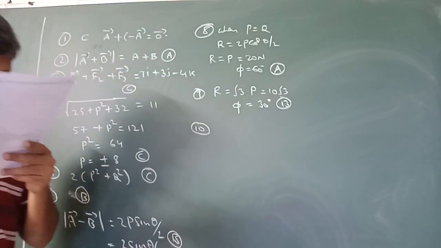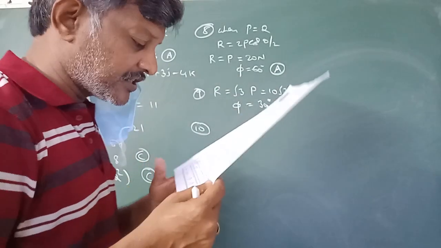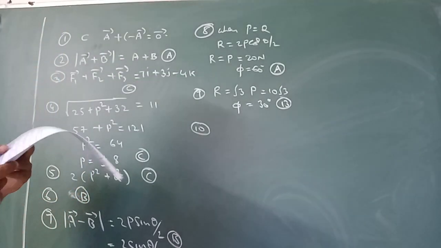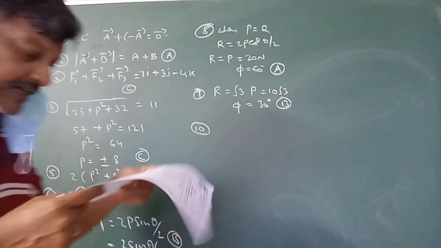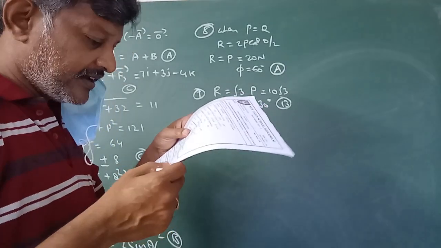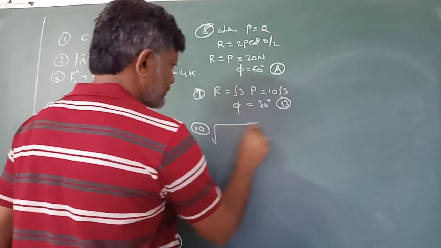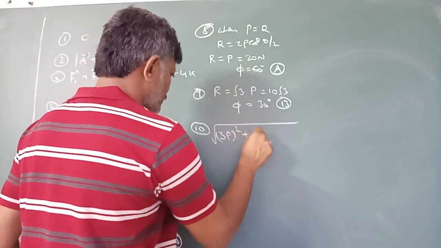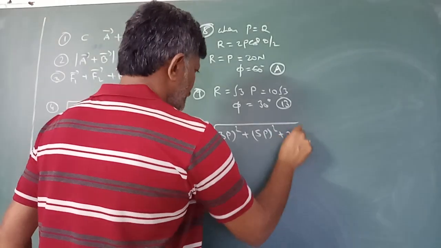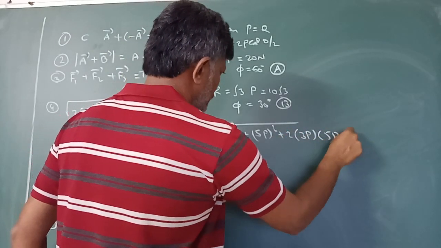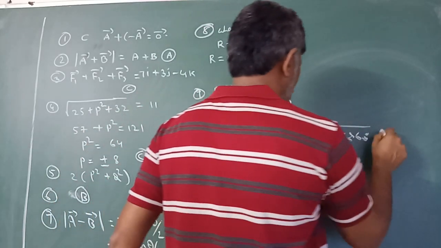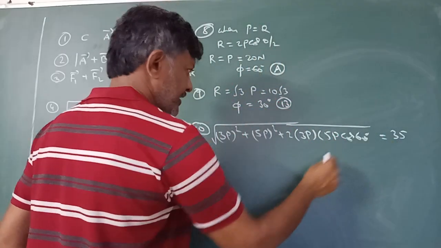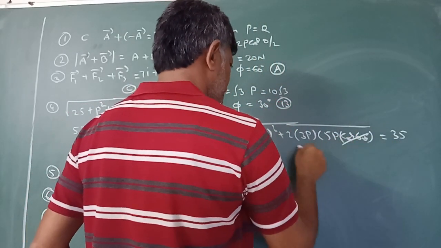Tenth one. Two forces whose magnitudes are in the ratio 3:5 give a resultant of 35. If the angle between them is 60, find the magnitude of each force. One force is 3p, another force is 5p. Root of 3p whole square plus 5p whole square plus 2 into 3p into 5p into cos 60 is equal to 35 Newton. Cos 60 is 1 by 2, so the 1 by 2 cancels.